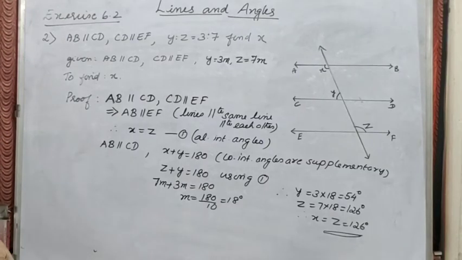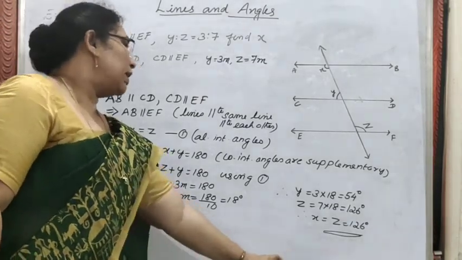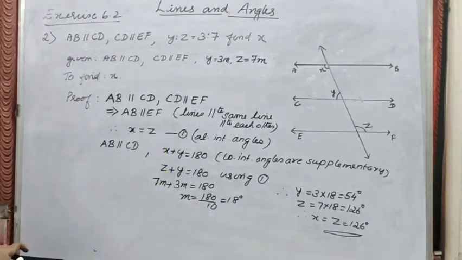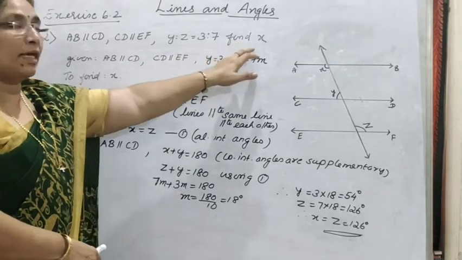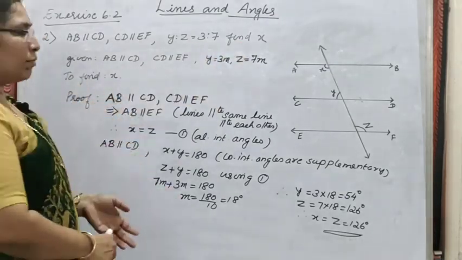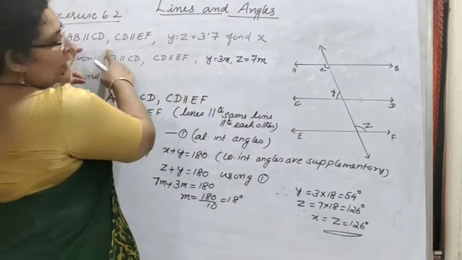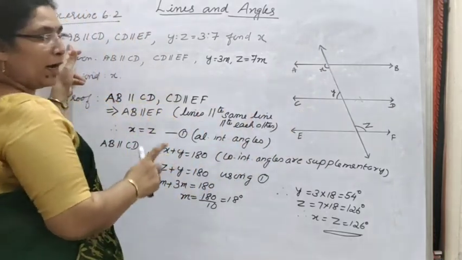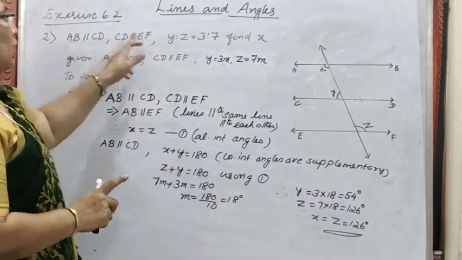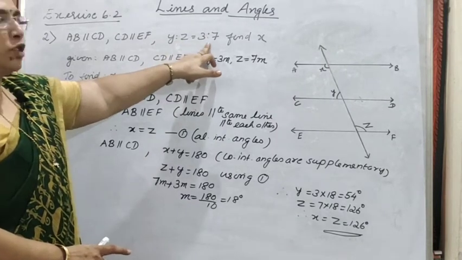Next question. AB parallel to CD, CD parallel to EF, and Y is to Z equal to 3 is to 7, find X. So the diagram is already given, two lines are parallel, Y is to Z is 3 is to 7, find X. So in the diagram, all the three lines will be parallel by this concept. AB parallel to CD, CD parallel to EF. Now what is the value for Y and Z they had given? Y and Z are in a ratio 3 is to 7.